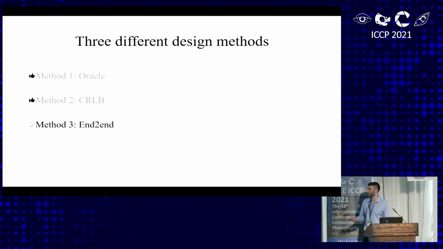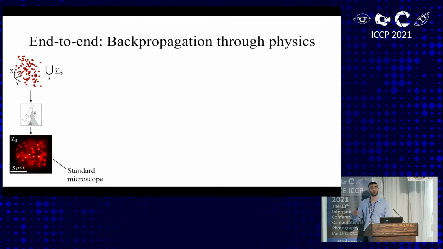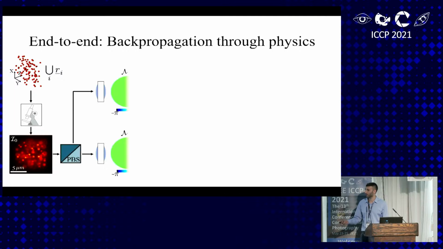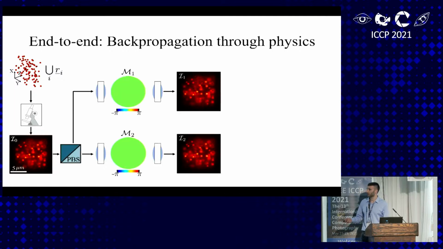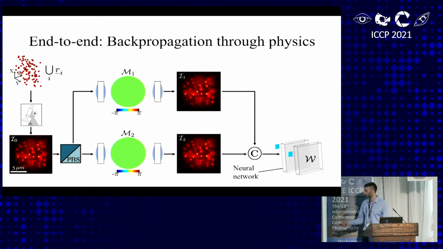Finally, for the cherry on top, we design the PSFs with the most successful method, which is the end-to-end learning. In this case, we simulate 3D positions of overlapping dense emitters and pass them through the numerical model of our microscope to generate the intensity patterns. Afterwards, this is split by a polarizing beam splitter such that it's fed into two encoders, which are essentially physical simulation layers, each parameterized by its own phase mask, M1 and M2, and the resulting encoded measurements are then concatenated and fed to a reconstruction network.